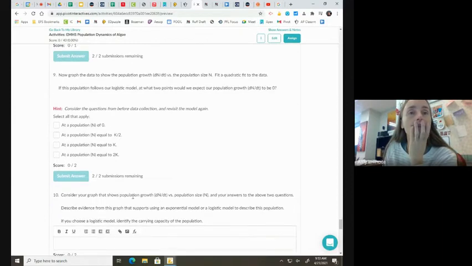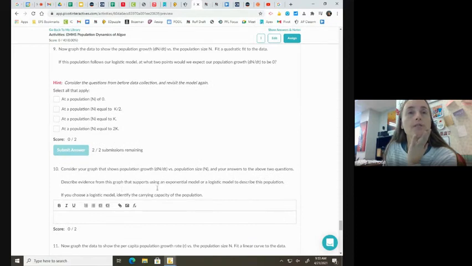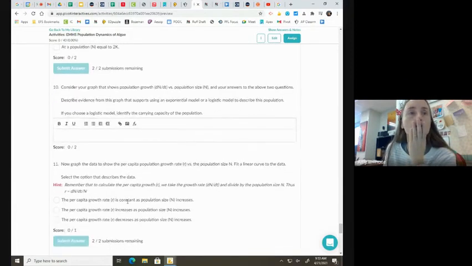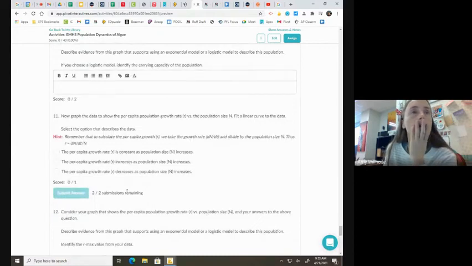Okay, so then it wants you to go back and revisit, or this is the one we just did, population growth versus population size, and your answers to the above 2 questions, and then just describe some evidence from the graph that supports using an exponential model or a logistic model to describe this population. Okay, so it's going to be a logistic model. Spoiler alert. But then you have to tell why, and you have to tell what the carrying capacity would be.